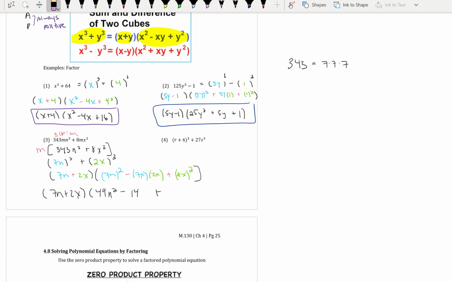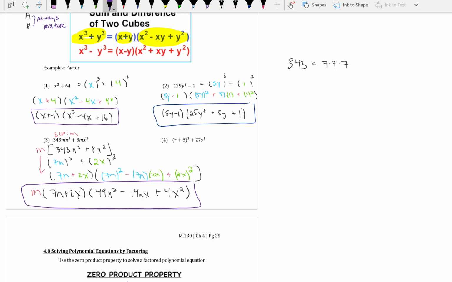oh, and that's not an x. Inside that 7 was an n, there we go. So it's 14nx, that's better. And 2x inside parentheses squared, well, 2 times 2 is 4, and x times x is my x squared. There we go. And don't forget that GCF from the very beginning, which was m. So that is going to be my final answer.